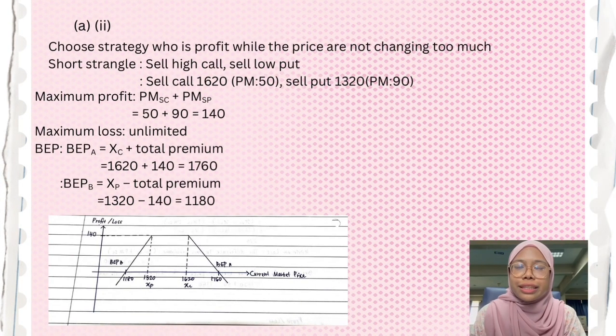Second question, and the answer is choose strategy whose profit is made while the price is not changing too much. So we choose short strangle, which is sell high call and sell low put, and then we do the calculation of the maximum profit and get 140, and the maximum loss is unlimited, and we calculate the break even price A, which is strike price call plus total premium, and get 1760, and the break even price B is strike price put minus total premium and get 1180. So this is the graph that I've done for the short strangle.